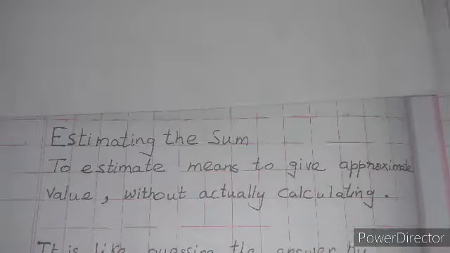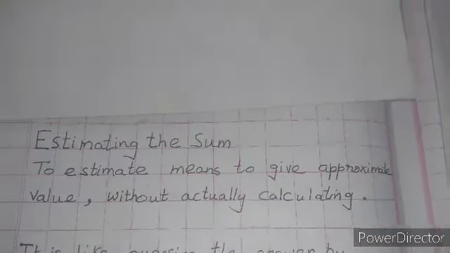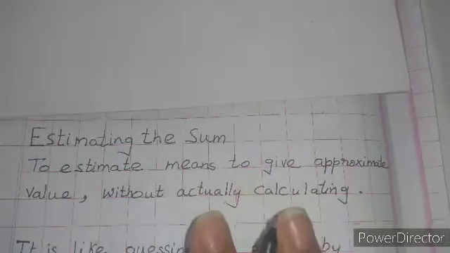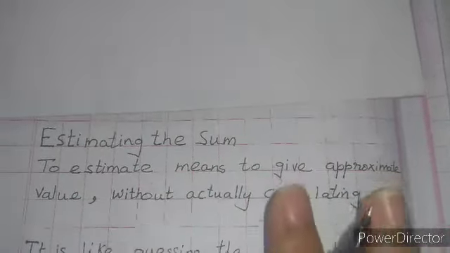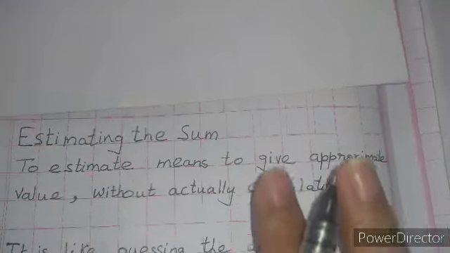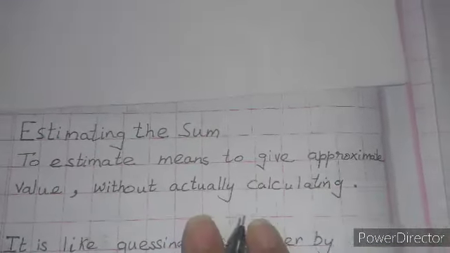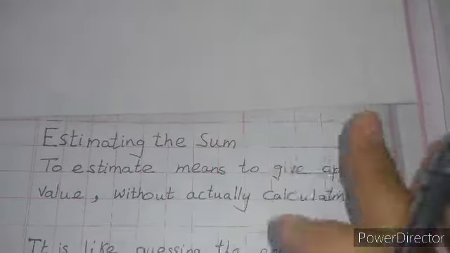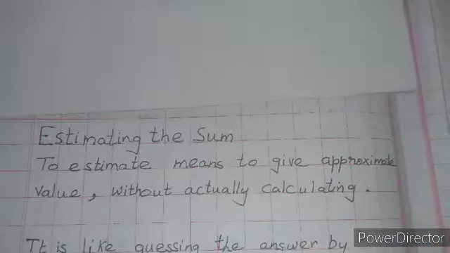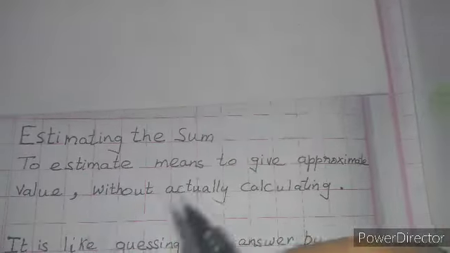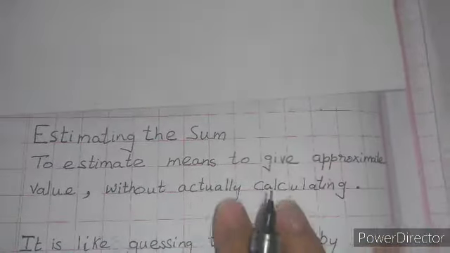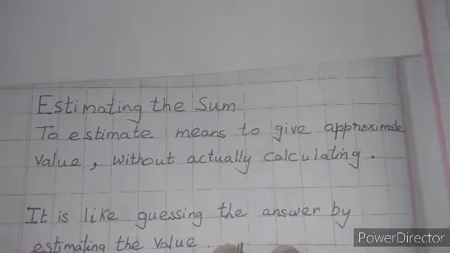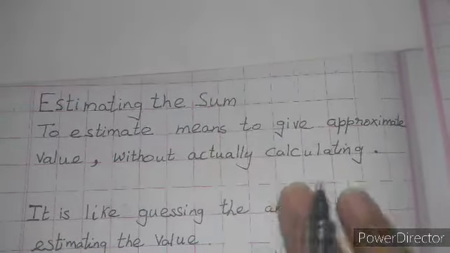Now the next topic is estimating the sum. Estimating the sum means to give the approximate value without actually calculating it. Like you remember, we have done in chapter 1, we have rounded off. We have to give the approximate value of the numbers which we have to add, and then see what approximately the sum will be. It is like guessing the answer.